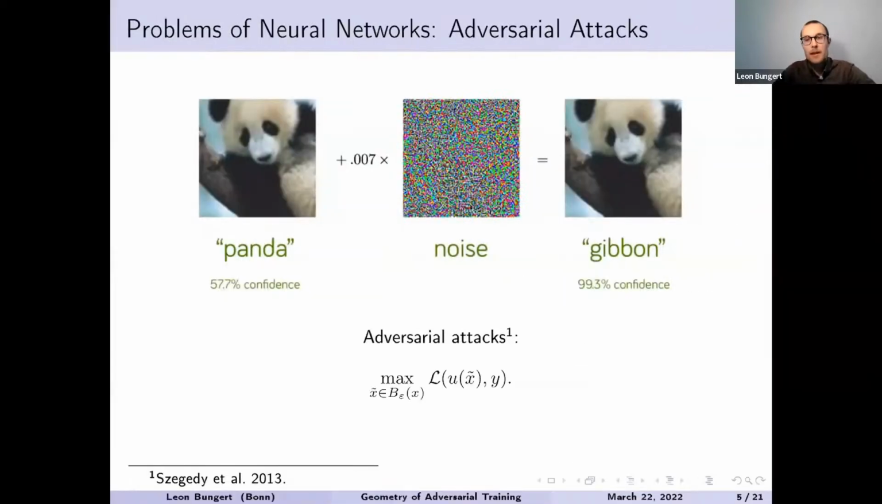And mathematically, adversarial attacks are formalized as maximization problems, as mentioned by Tim. So what you would like to do is, starting from a point x that you would like to attack, you want to find another point x tilde, which is in some epsilon ball around x, and which maximizes the loss function between u of x tilde and the label y. So this is an untargeted attack.